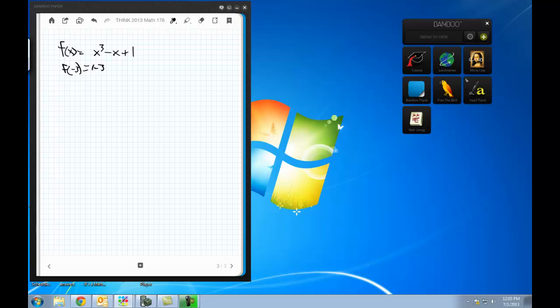So I've got -3 cubed minus -3 plus 1. What the heck is that? -27 plus 3. Let's see, -27 plus 3, that's -24, plus 1. Excuse me, is this -23? Smells about right. Now, what if it's h of x equals x squared minus 4, right?